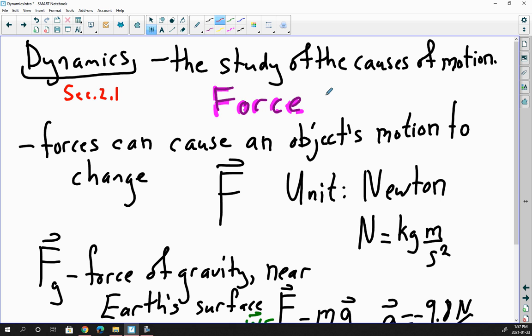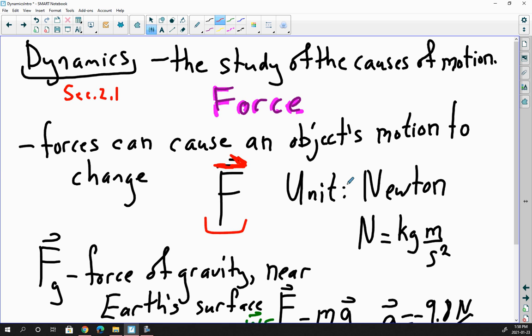And as you remember from grade 11, changing of motion specifically is caused by the phenomenon in our universe called force. Now, a force can cause an object's motion to change. If you push something, if something's sliding after you push it, eventually it's probably going to come to a stop because of friction. Things fall to the ground, force of gravity. And the symbol is F. It's a vector. It's got an arrow hat, as you remember from grade 11.